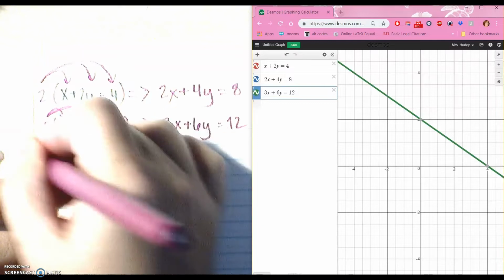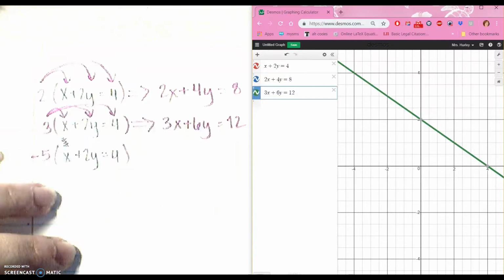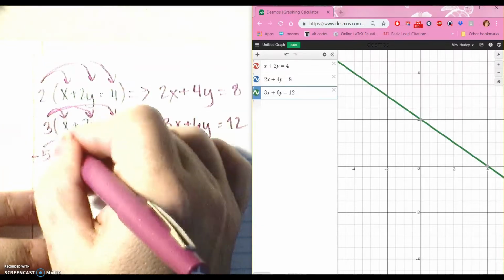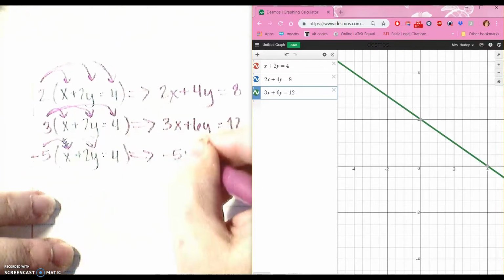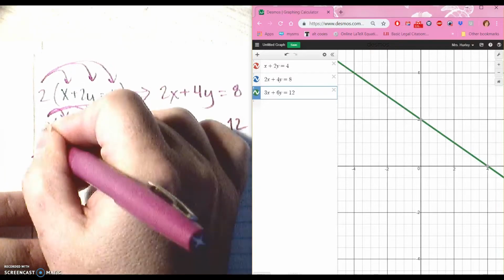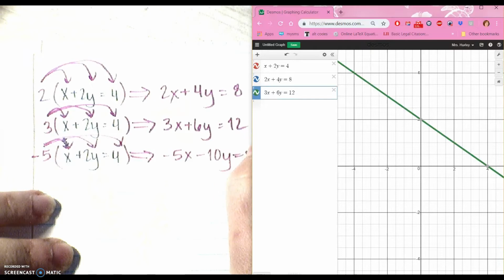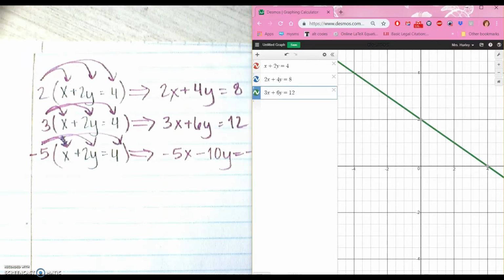We wondered what would happen if we used a negative number, so let's try negative 5. Negative 5 times x is negative 5x. Negative 5 times 2y is negative 10y. Negative 5 times 4 is negative 20. And we graph that. Negative 5x minus 10y equals negative 20. And lo and behold, graphs right on top.